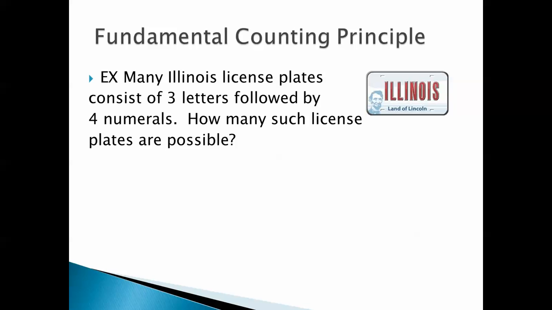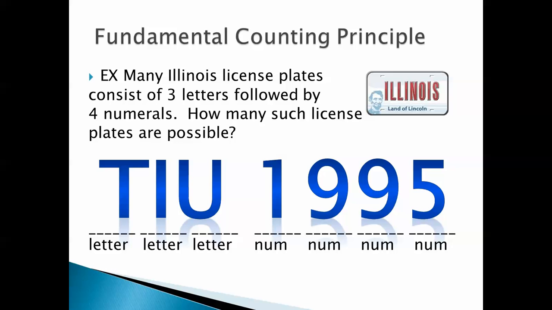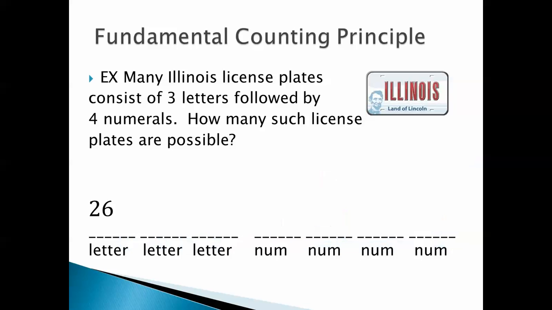Many Illinois license plates consist of 3 letters followed by 4 numerals. How many such license plates are possible? Well, here's what they look like. Letter, letter, letter, number, number, number, number. Okay, so here would be an example. When you're doing these problems, the best way to do it is just to come up with an example. Just one example just to start off. So let's make TIU 1995. Okay, 1995 was the year I started teaching at TIU.